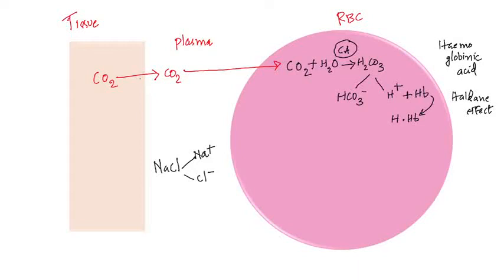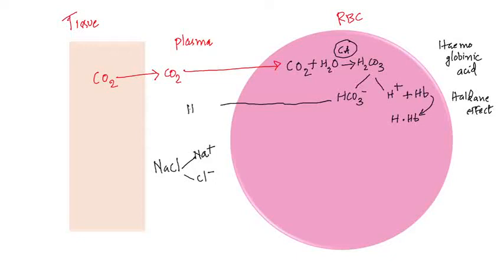So it is going to exit the RBC as soon as it is formed. This bicarbonate which has dissociated from the carbonic acid is going to slowly move outside of the RBC into the plasma.